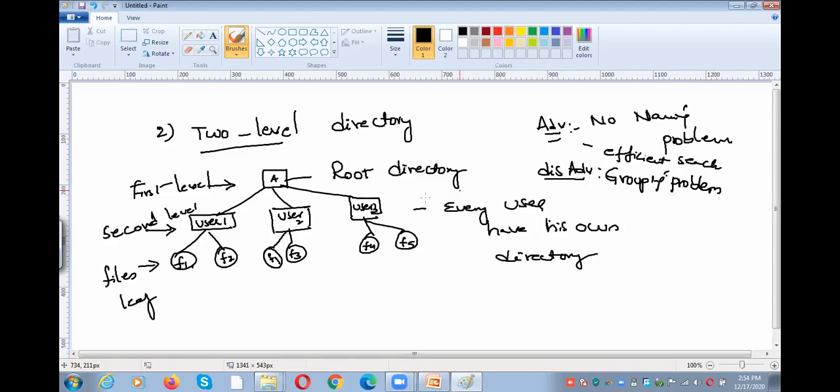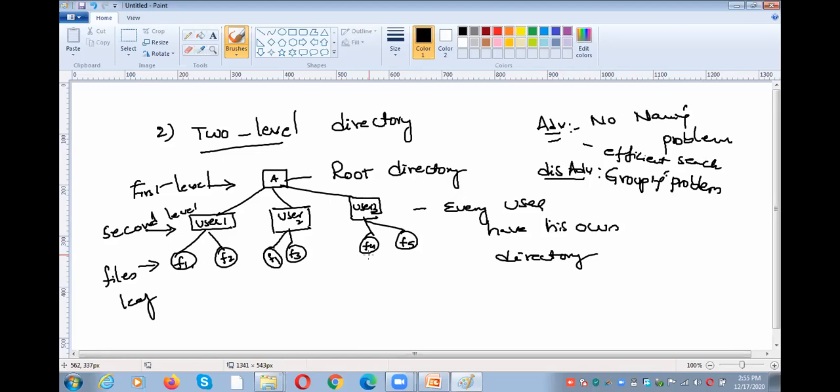It is very difficult to search the files in the single level directory. I forgot to tell about that one when we discussed about single level directory. So if it is a single level directory, all the files are available in only one directory. So if you want to search for a file, it is a very time taking process to search for a file of a particular user.